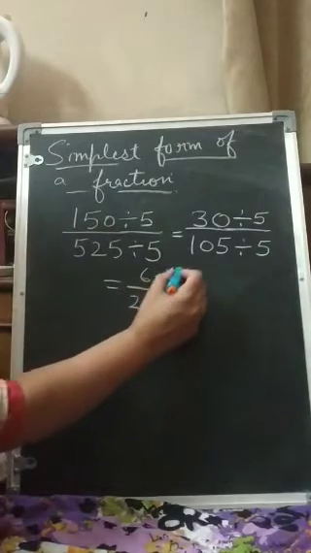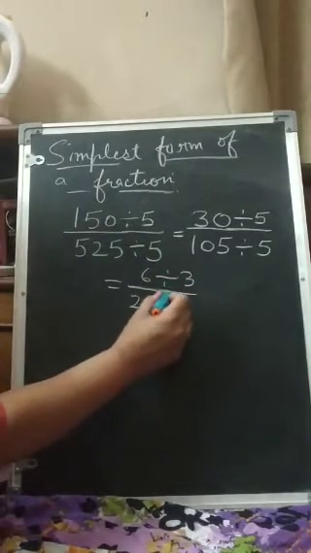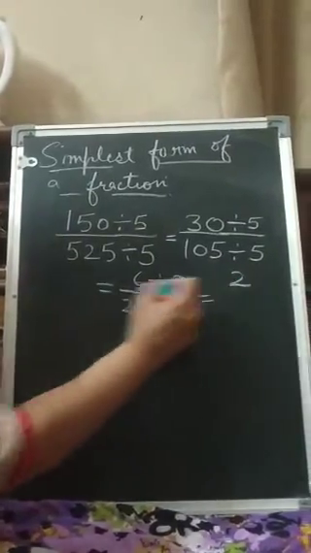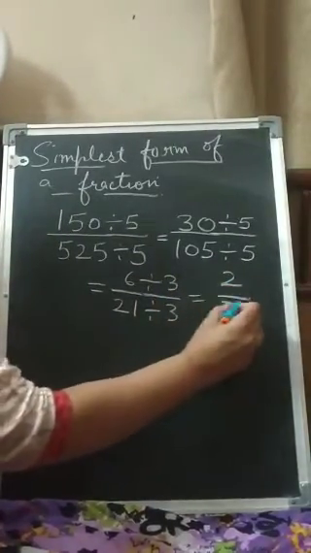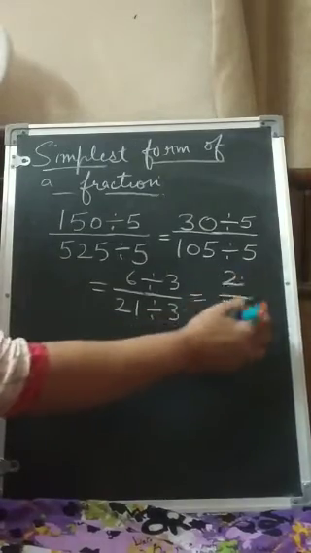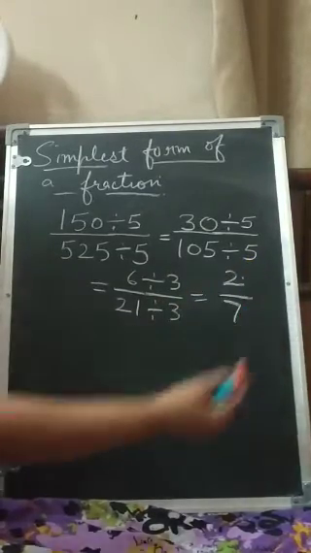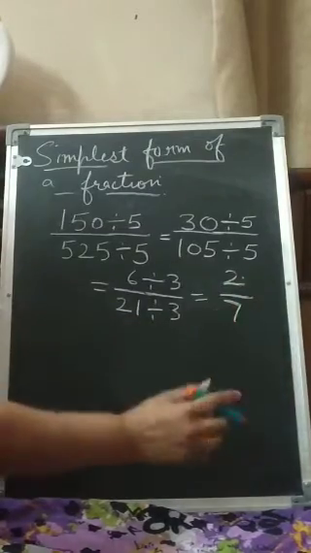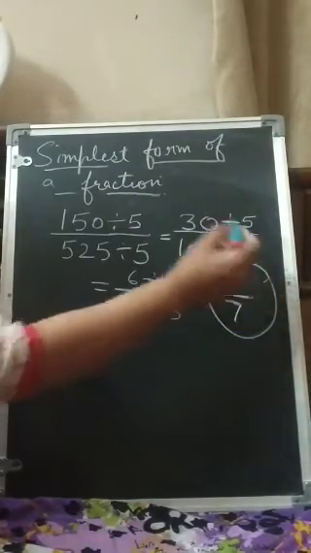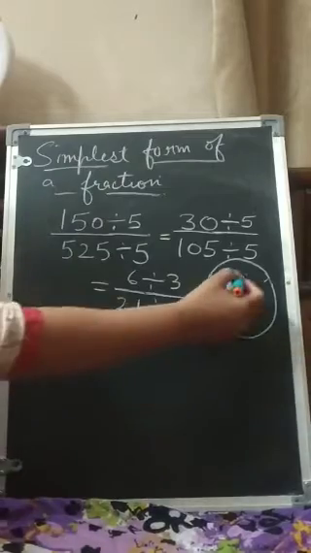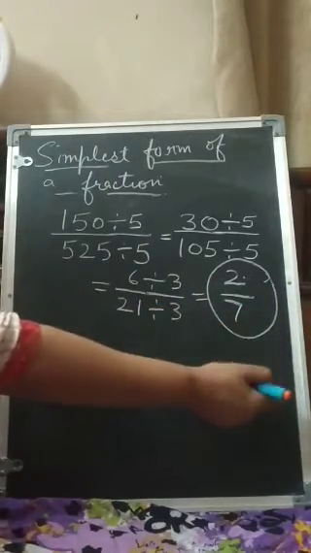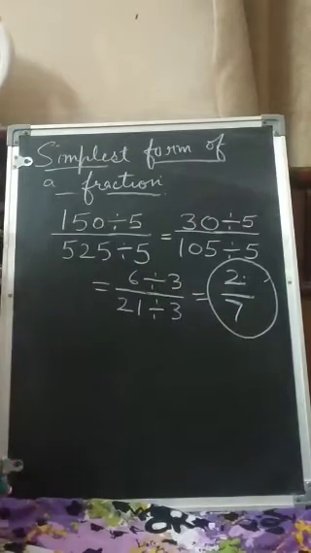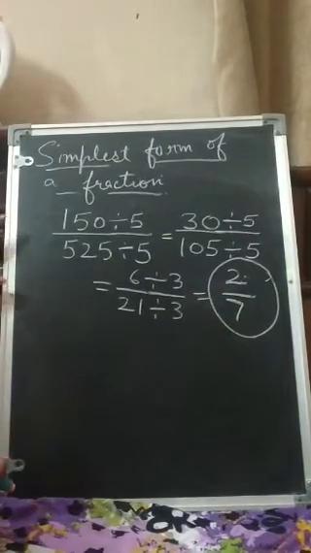With which number? It can be divided by 3. It can be divided by 3. So what are we getting now? 3 2s are 6, 3 7s are 21. Now you can see there is no other common factor except 1. So both can be divided by 1, nothing else. So this is the simplest form. When there is no other common factor except 1, this is called the simplest form. So these types of sums you will complete in your exercise also.